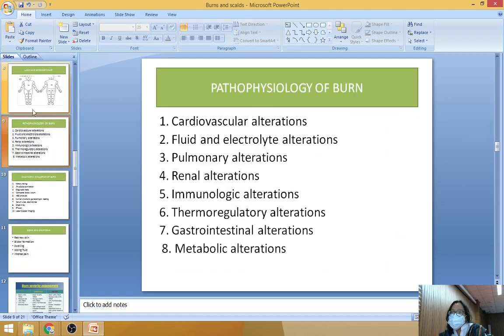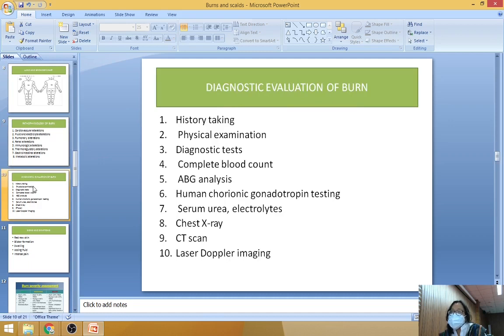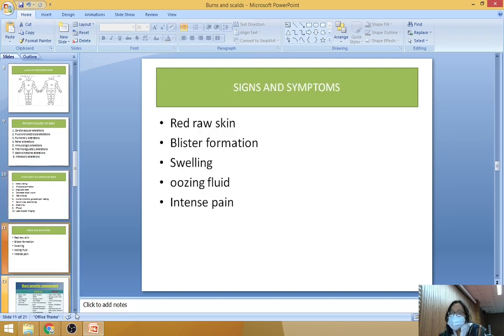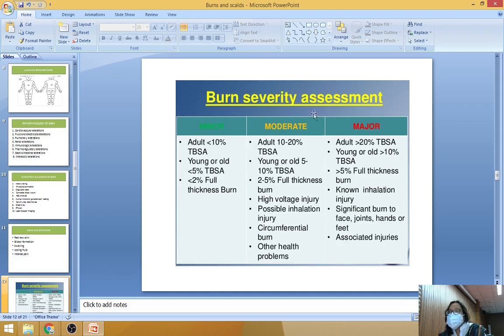Then pathophysiology: how it affects the human body, what systems it affects. Then diagnostic evaluation of burn: what diagnostic tests we have to carry out. Then signs and symptoms, and other things like dehydration and infection will also be there. Then burn severity: taking the percentage of the burn, we can divide it into minor, moderate and major.